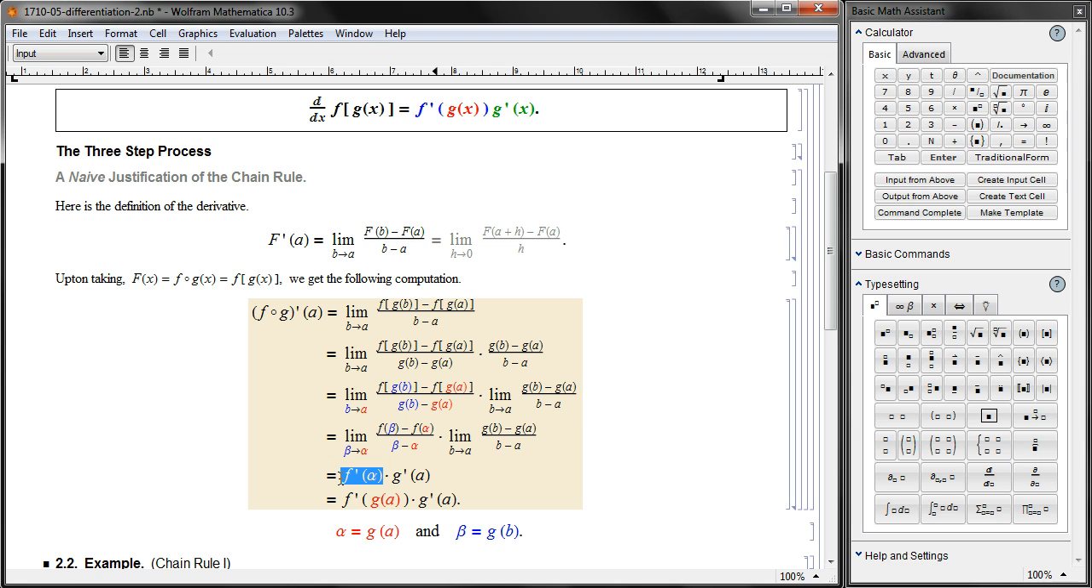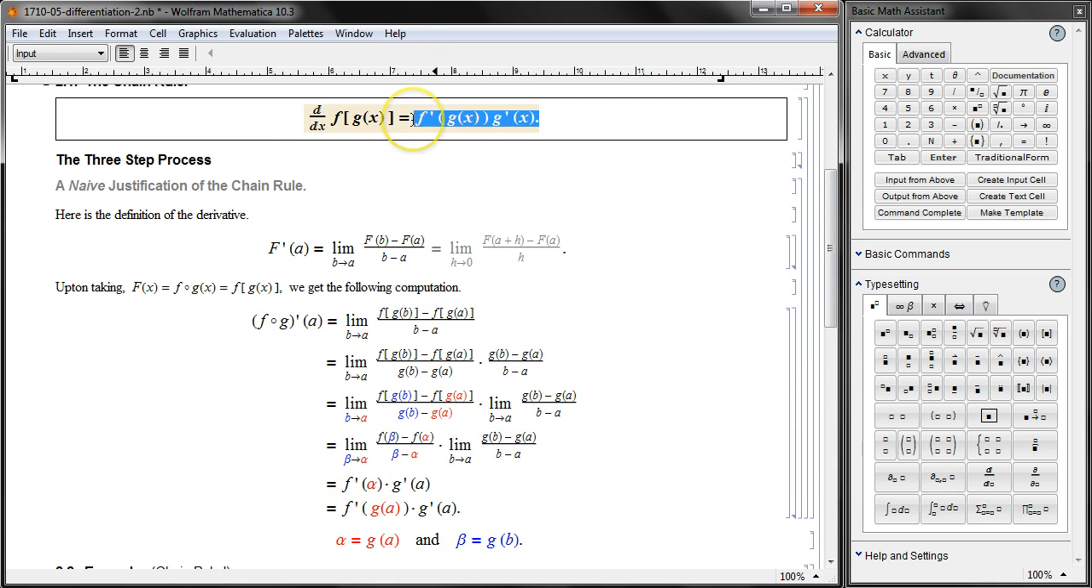And then please remind yourself what is alpha? Alpha is g of a. So rewrite this alpha into g of a. And finally, we get what we want. Please compare the last line with the right-hand side of the original statement. They are exactly the same, except, of course, the choice of character.